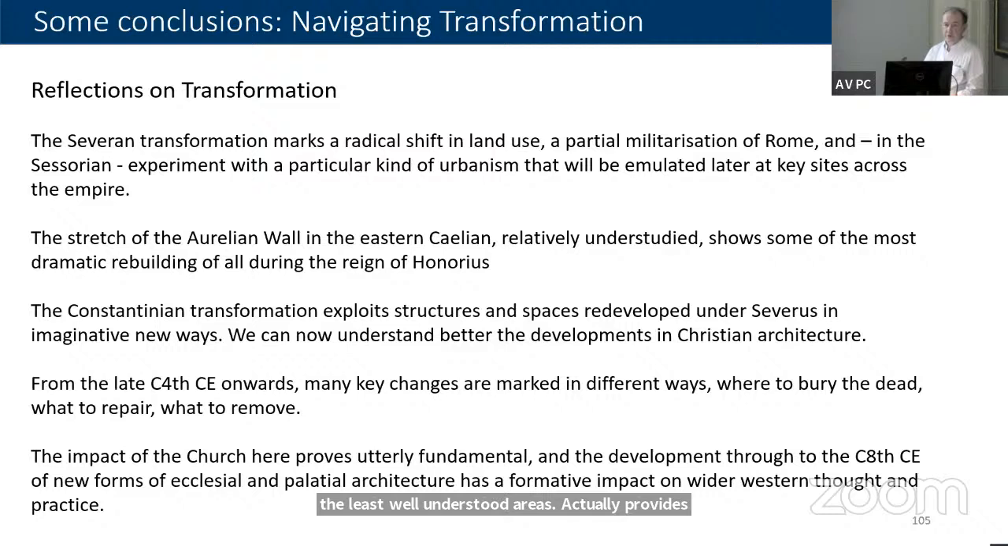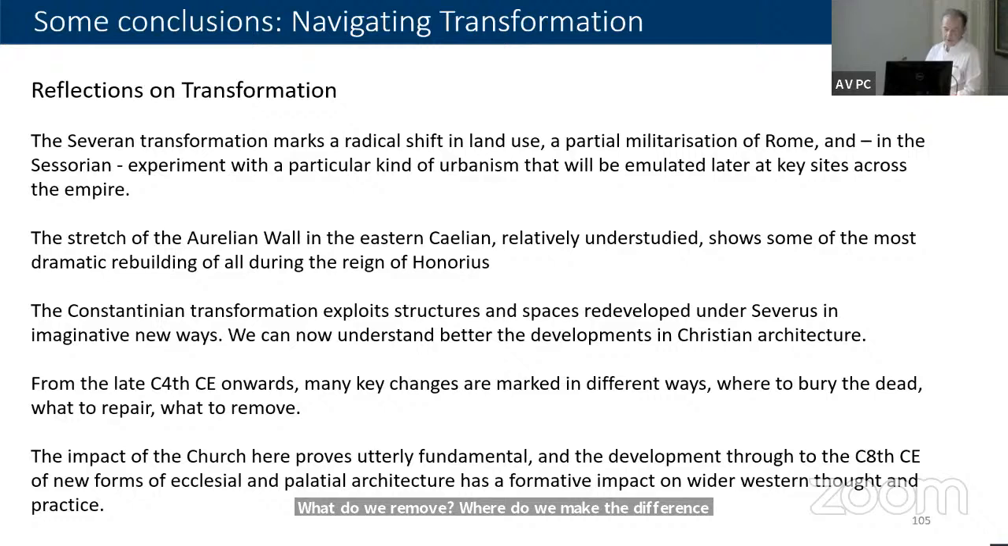The Constantinian transformation exploits structures and spaces developed under Severus and uses them in imaginative new ways. And those end up becoming formative of people's expectations, not only of Christian architectures, but of what people do in Christian architectures. From the late 4th century, we do see a lot of other changes. Key decisions being made. What do we repair? What do we remove? Where do we make the difference between where we bury our dead and share the activities of the living?